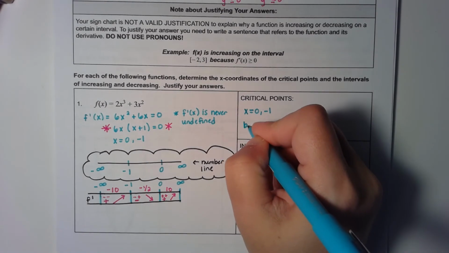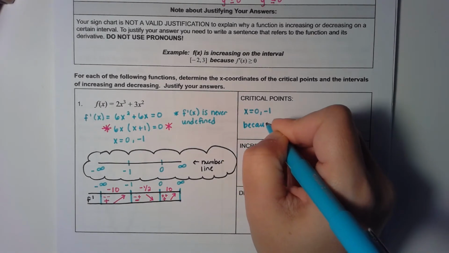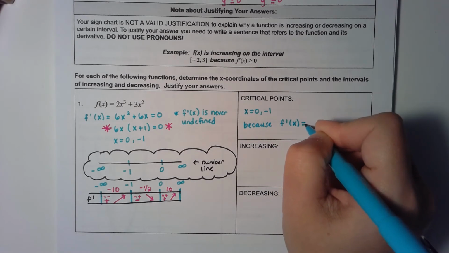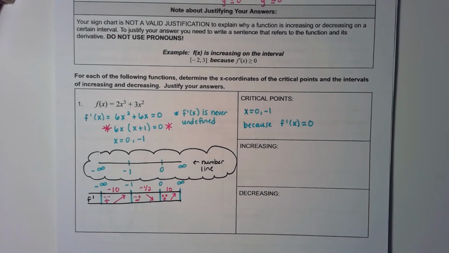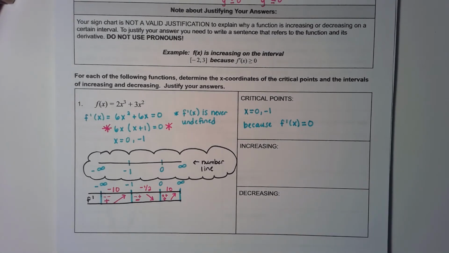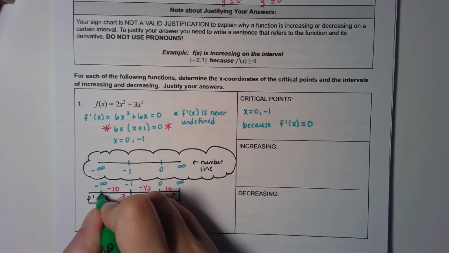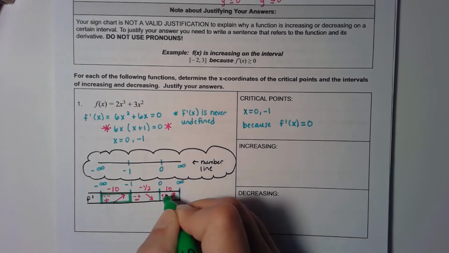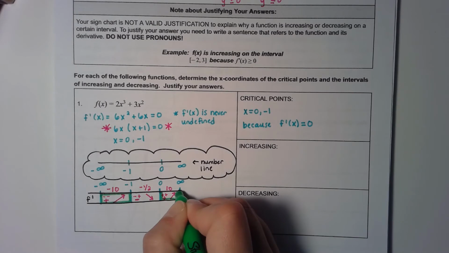And I would say because f prime of x is equal to 0. Now you'll notice I'm using mathematical terminology here because f prime, the derivative, is equal to 0. Increasing is going to be the parts of the graph where the function is going uphill. So we're going to have two parts of the graph where the function's going uphill. The first section where the graph is going uphill is this one, and the second section is this one.